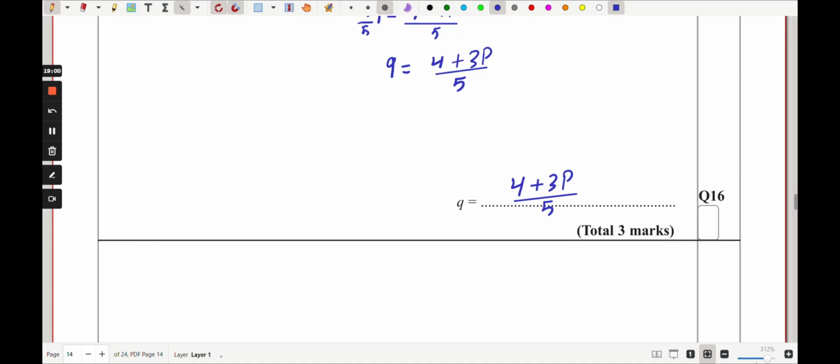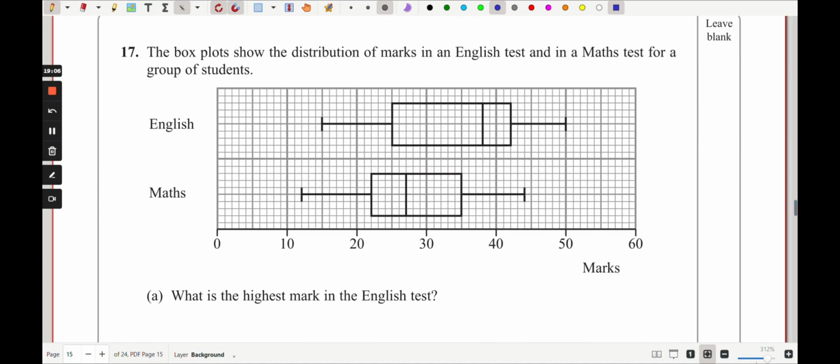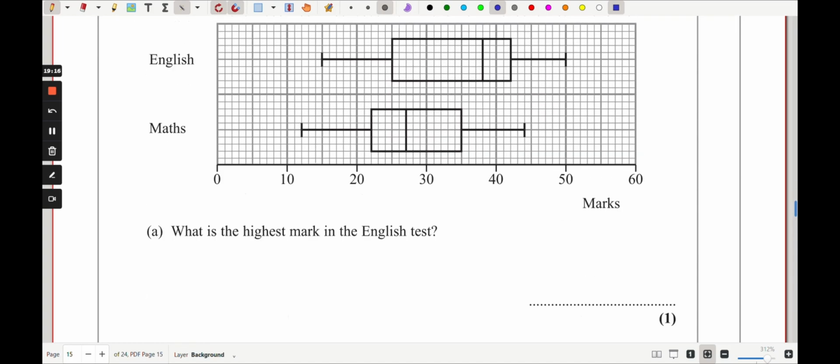Next question here, question 17. The box plots show the distribution of marks in an English test and in a math test for a group of students. Here we have English, math. Scale here from 0 to 10, 20, 30, 40, 50. So what is the highest mark in the English test? The highest mark in the English test, this is English here, is 50.